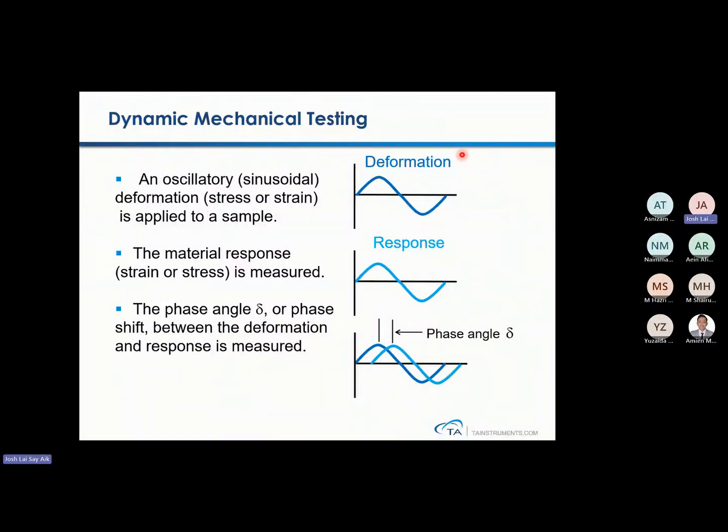But when you apply the deformation to the sample, not necessarily will the sample immediately or instantaneously give you a response. Maybe there will be a delay. So the delay will be quantified by this phase angle, which is a peak-to-peak delay. The further the delay, the more viscous the sample is. The closer or the lesser the delay, meaning the phase angle will be smaller, then it will be related to more elastic behavior.